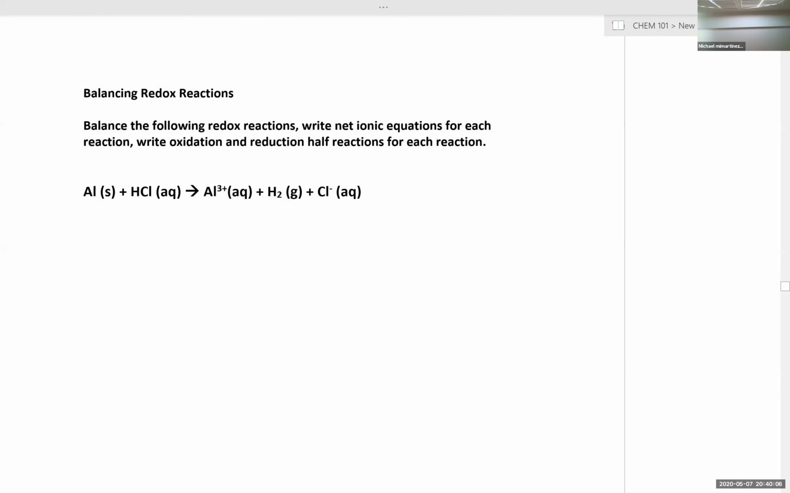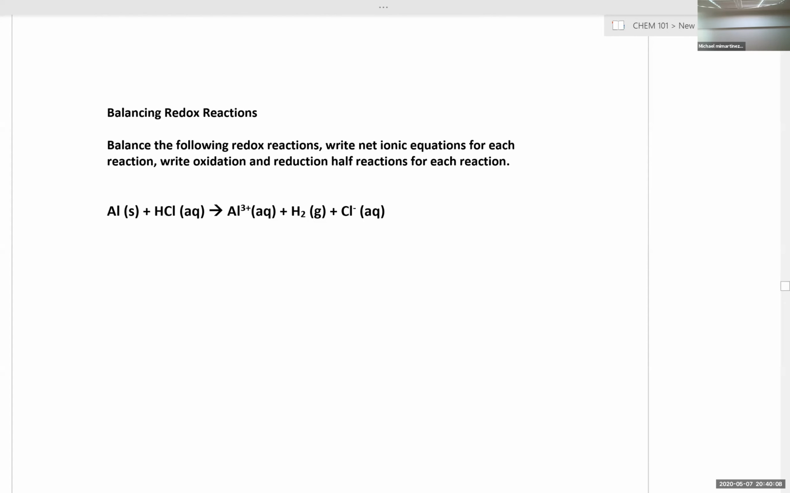Okay, so let's apply this to an example. Let's look at the following redox reaction, and we're going to balance this redox reaction. First and foremost, we're going to assign oxidation numbers. So help me out here. Aluminum, what's the oxidation number of aluminum? 0. Hydrogen, what's the oxidation number of hydrogen in hydrochloric acid?